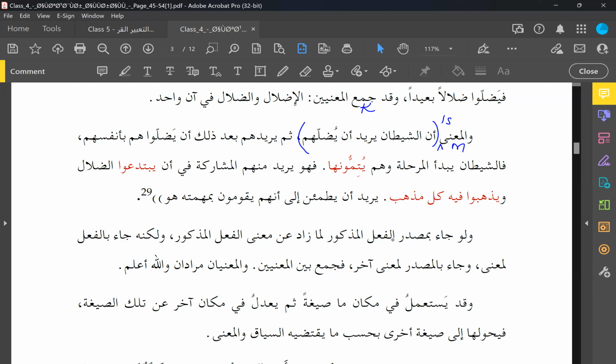Now into the khabar, like you mentioned, you have anna, which we treat as a mubtada. And of course, ash-shaytana would be the ism of anna. So this becomes my other mubtada, or mubtada number 2.